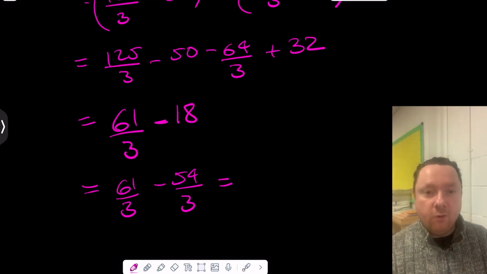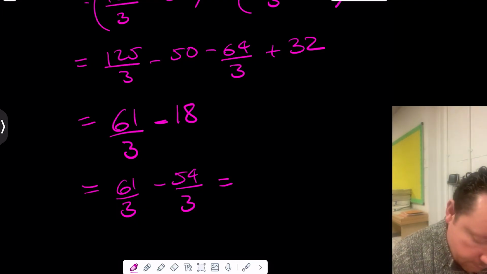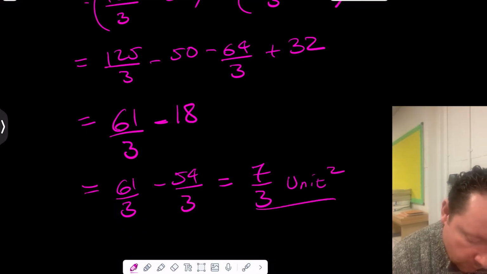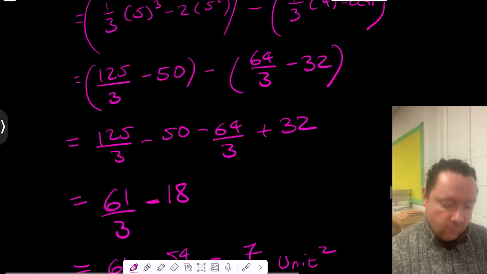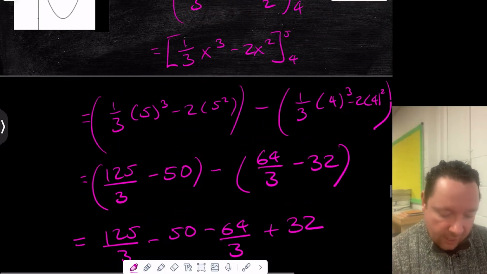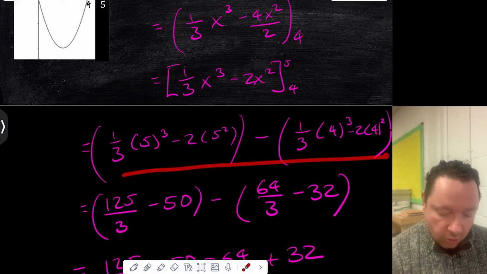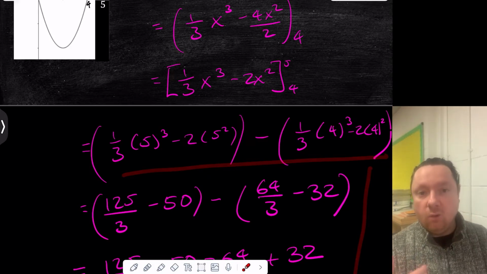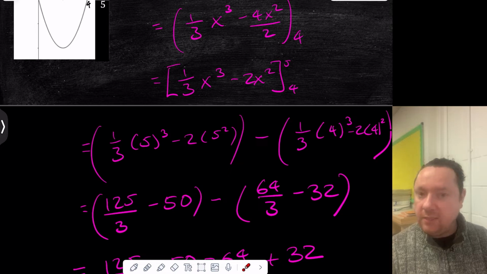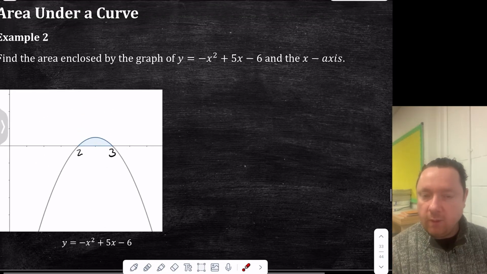61 minus 54 then is 7 over 3 units squared, because it's some sort of area we just worked out. Now don't worry about all these sums that I'm doing after this point. In an exam, you'll get only 1 mark usually after the substitutions. You get your substitution right, it's just 1 extra mark. So if it's a non-calculator question, just try your best. If it's calculator, sub it in properly with a calculator.